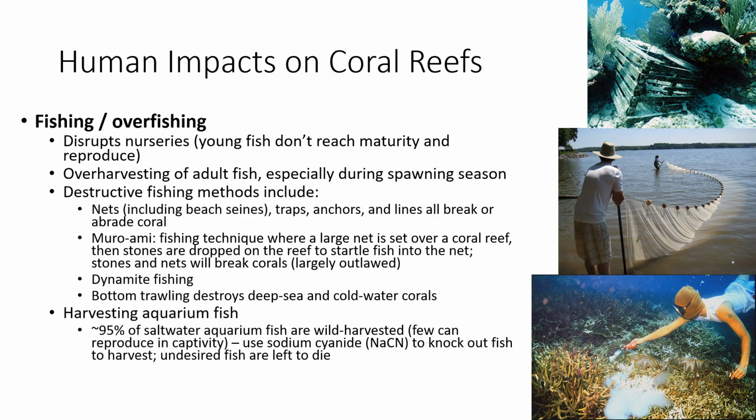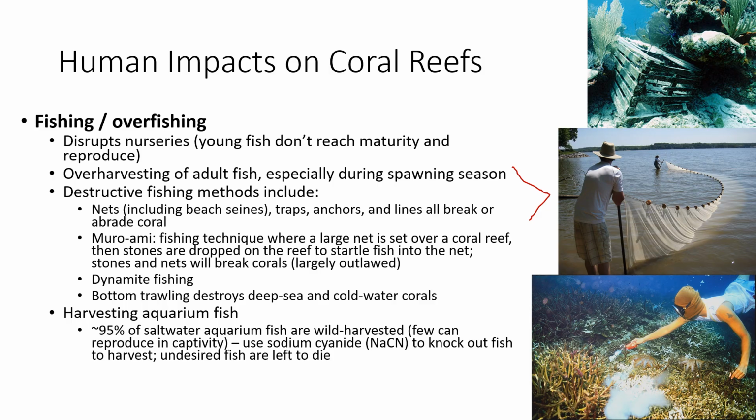Okay. Overharvesting of adult fish, especially during spawning season or even just before spawning season, if you overharvest the adult fish before they can reproduce, then you're going to have a smaller next generation. And then there's some just really destructive fishing methods. Those can include things that are super common, like nets, including beach seines, which you're seeing over here on the right. These two people are doing it.